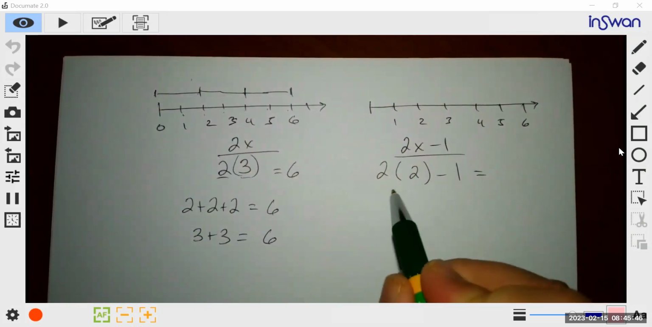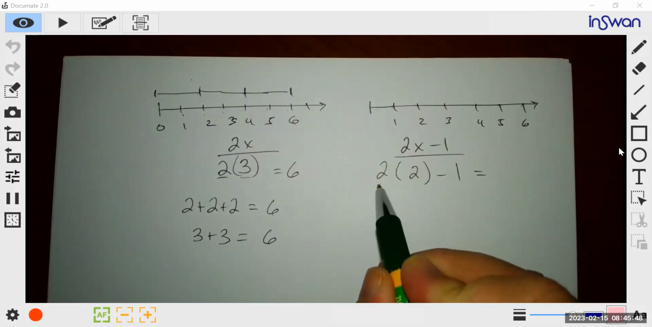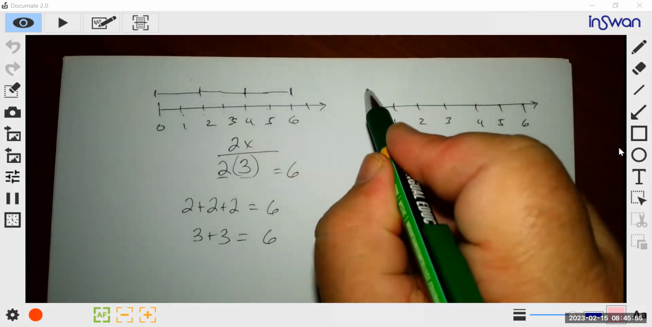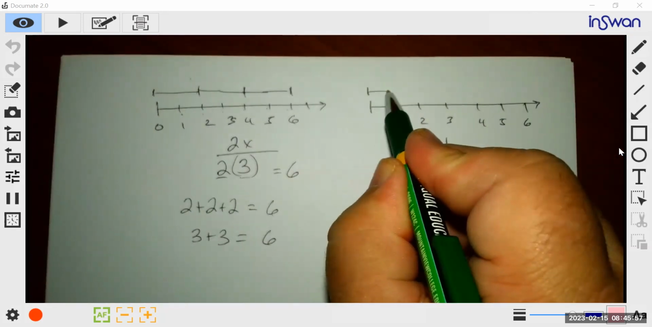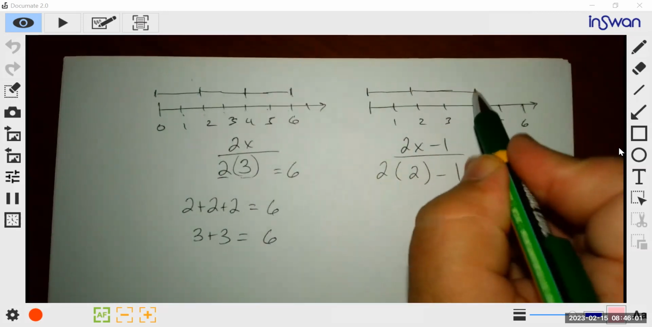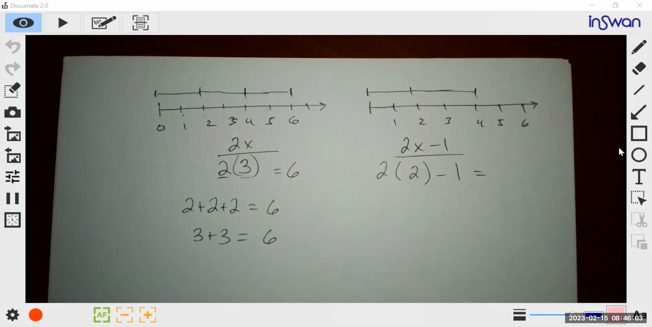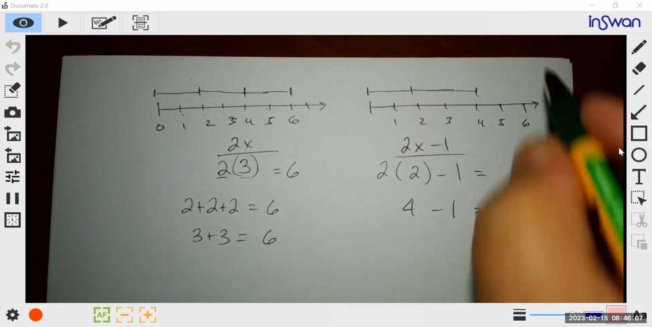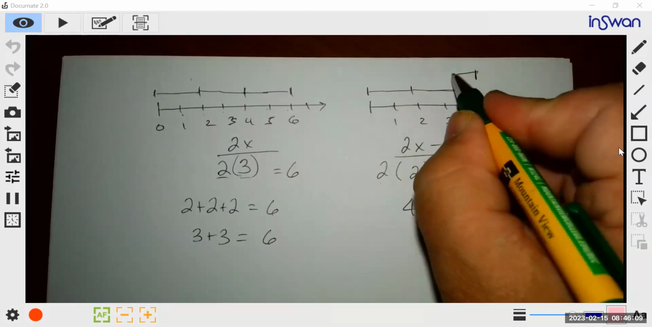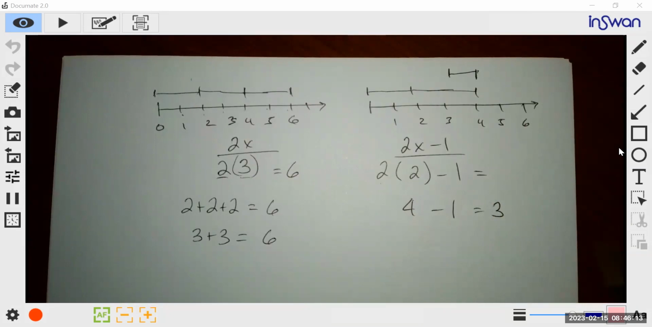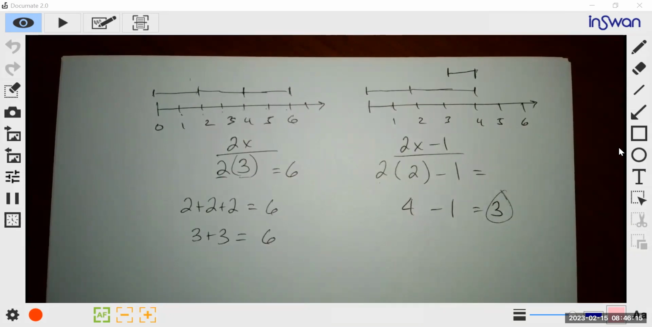So look at this one. 2 times 2. So we start with here. 1 2, 1 2. That's 2 times 2. That equals 4. Now I got to subtract 1. The answer is 3. Is this a whole number? Yes.